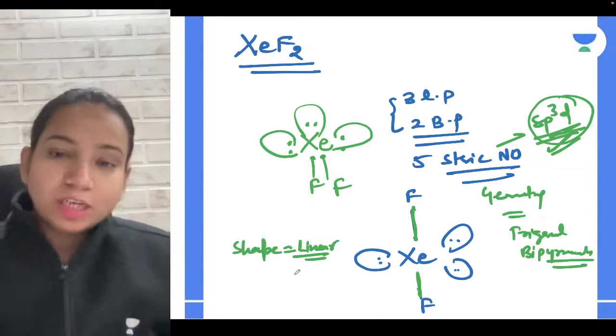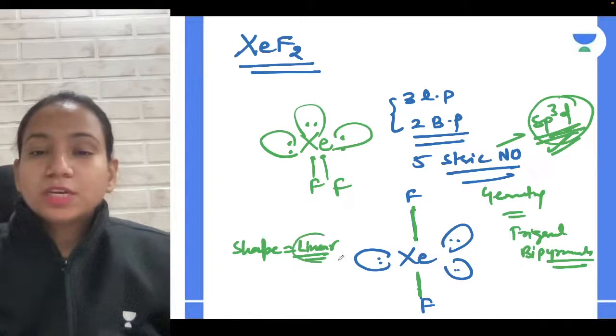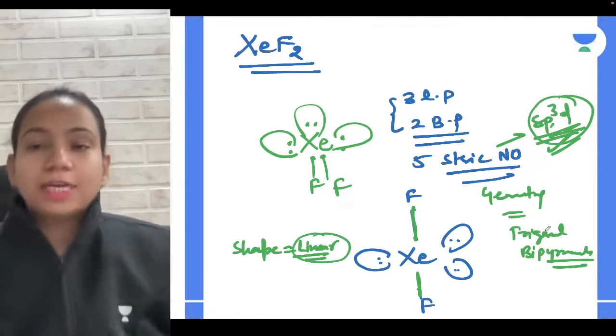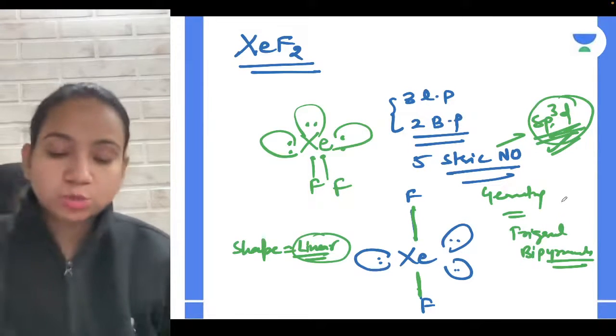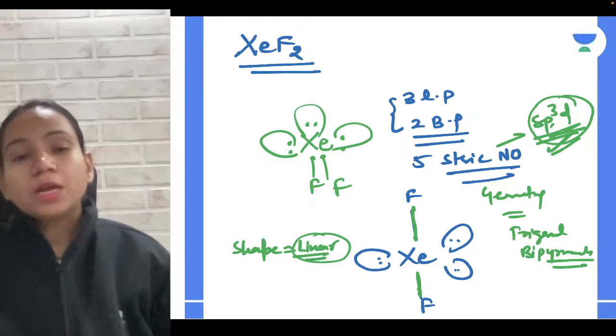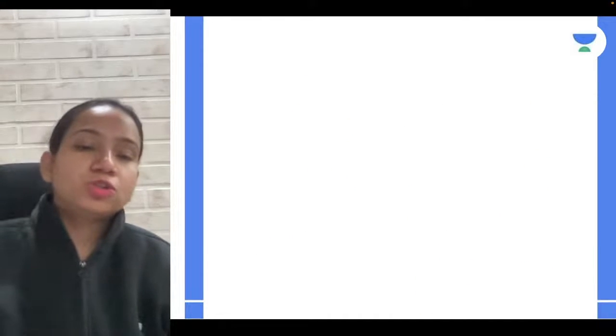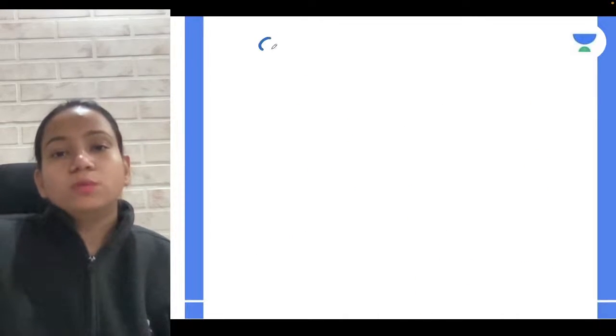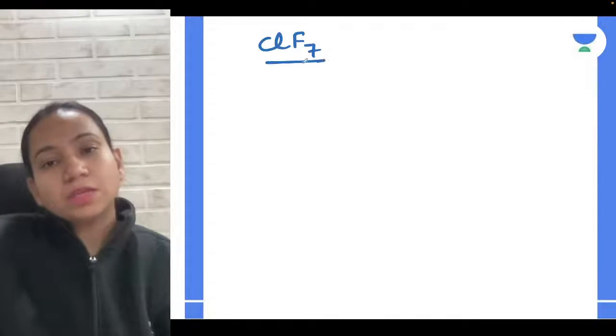So the shape is linear, and also what you can relate here, guys, hybridization is sp3d and geometry is trigonal bipyramidal. It's very simple. Very good. Let me just give you some other compound also, which most of the students make mistakes in. Suppose you have ClF7, this compound.